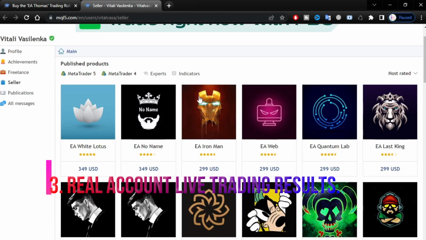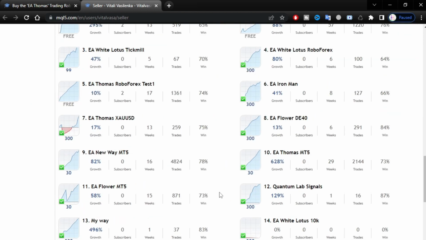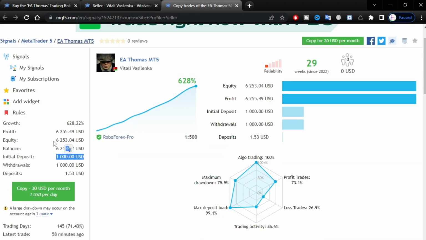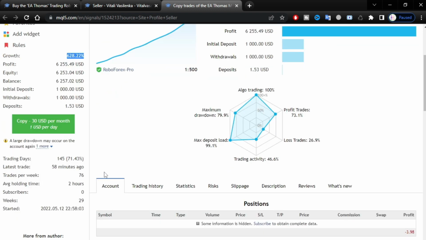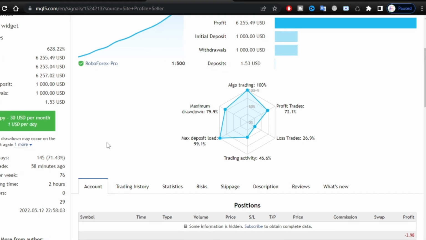Three. Real account live trading results. Let's check the results of live trading on a real account. $1,000 deposit made a profit of $6,255 or an increase in profits of 628.22%. Trading algorithm, 100%. Profit trades, 73.1%. Loss trades, 26.9%. Maximum drawdown, 79.9%. Trading activity, 46.6%.